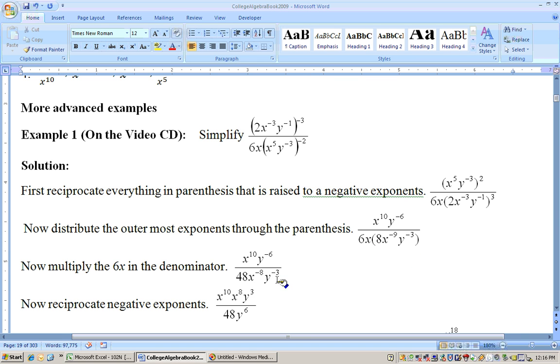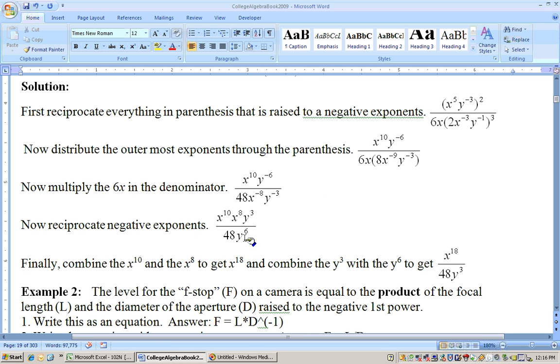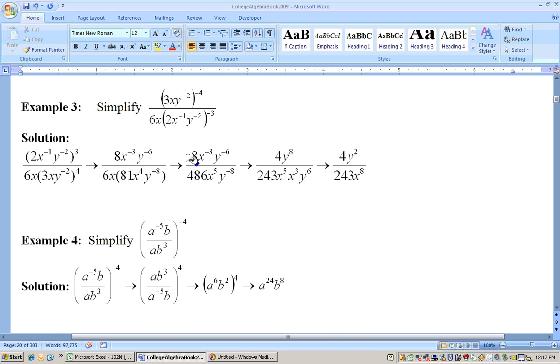Now taking care of the remainder negative exponents, this negative 3 power on the y will flip it up to the top, and the y to the negative 6 will flip it down to the bottom. At this point, all we need to do is simplify this. X to the 10th times x to the 8th is x to the 18th. And we have a 48 that doesn't reduce with any other number up there, so it's just 48. And we have an extra 3 y's down on the bottom. So it would be a y to the third on the bottom.